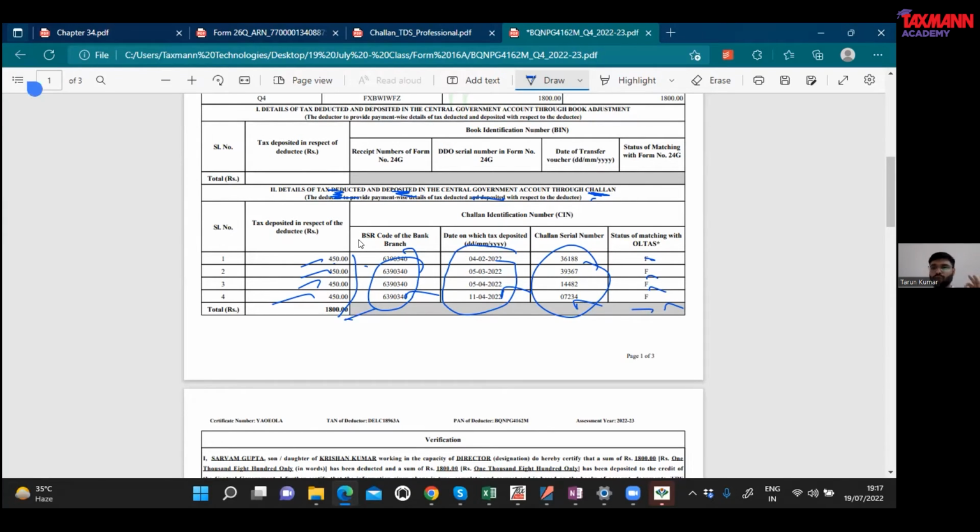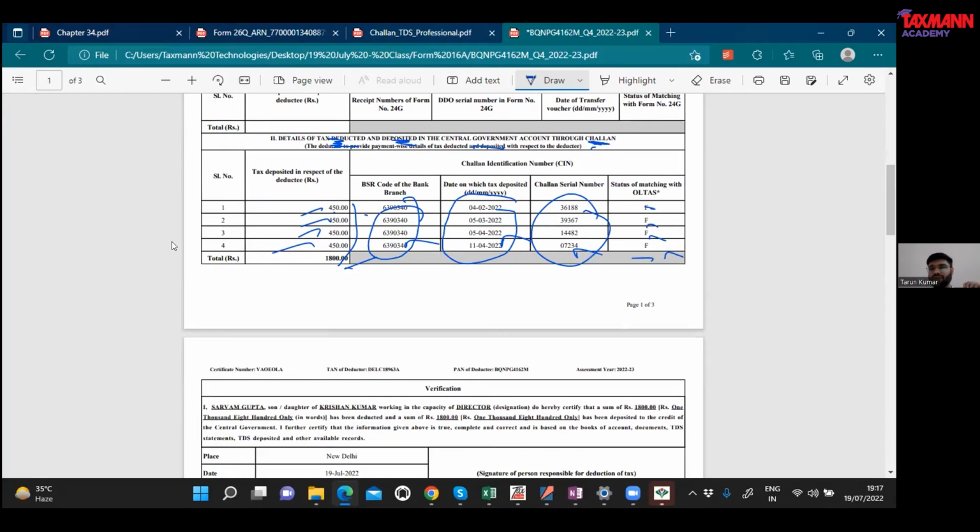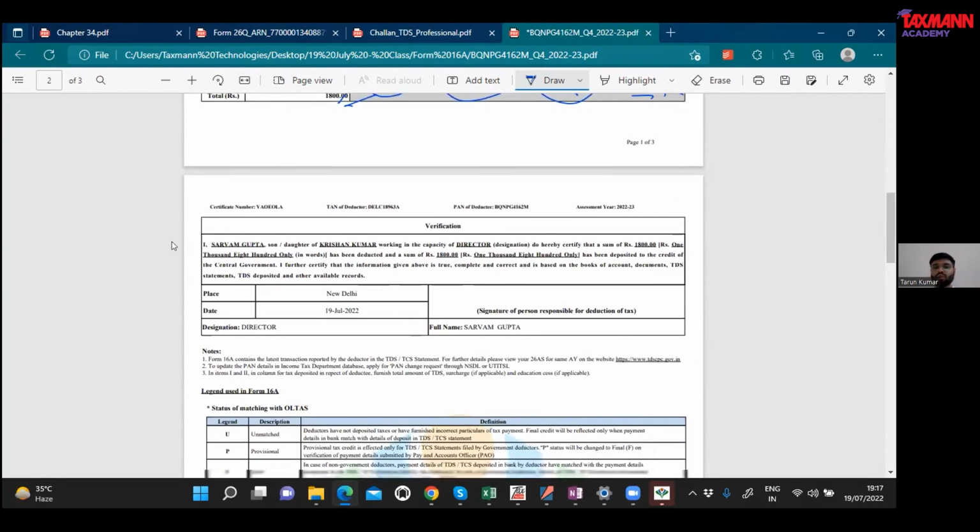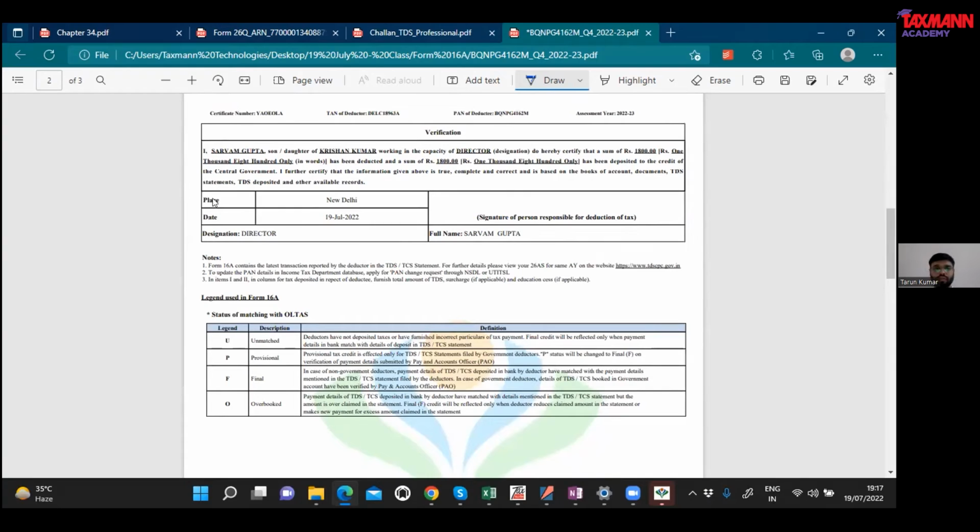So this is foolproof evidence for the deductee against which he can claim that TDS in his income tax return. So here is the verification tab. So he was the concerned person who is the director. The responsibility of deducting was lying with him, his father's name, his designation. It is showing that he certified that the sum of 1,800, that is the TDS amount, has been deposited to the credit of the central government. And again, he is giving the declaration of trueness, completeness, and correctness of this certificate.